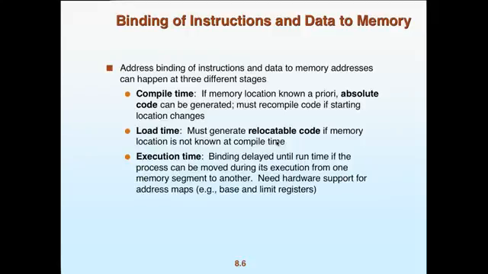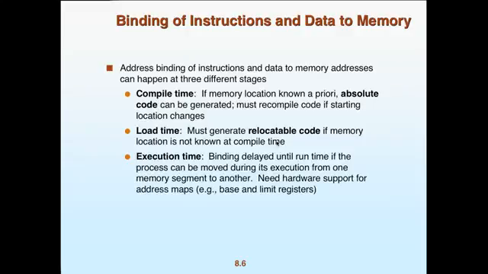So we have the binding of instructions and data to memory, which is kind of interesting. The address binding of instructions and data to memory can happen in 3 different stages. We have the compile time. This is what you get when you say integer I, integer F, double D, and you have all these variables that you've defined, and you've said this is an integer, this is a float, this is a double. And each one of those integers, floats, and doubles, those variables are taking up different size memory.